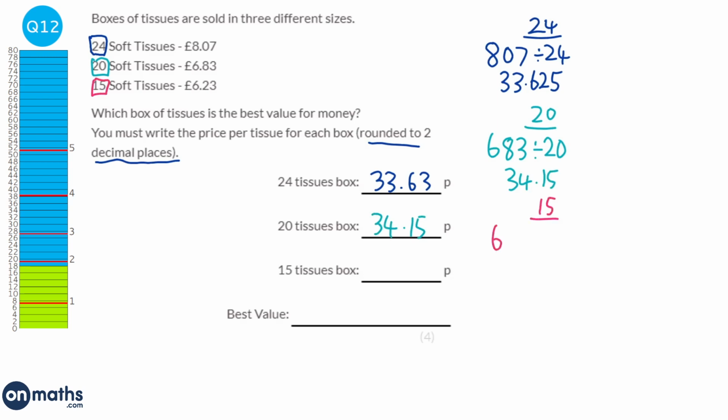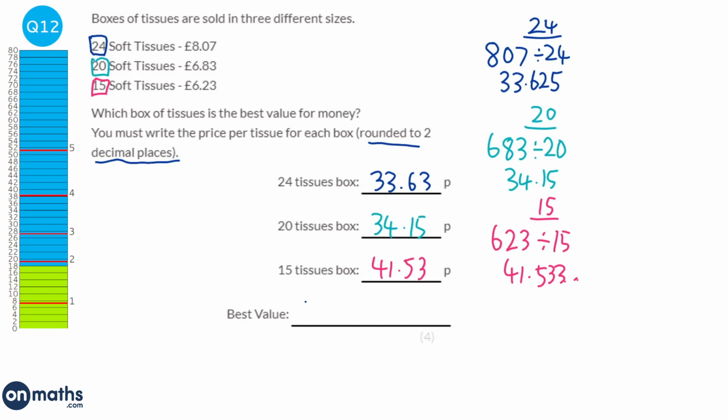So we're going to do 623 divided by 15 to find the price per tissue. It should be 41.533 and so on, and rounded would be 41.53. So if you buy 15 tissues it will cost 41 pence. With 20 tissues it will be 34 pence per tissue, but 24 tissues will be 33.63. So that's by far the cheapest.